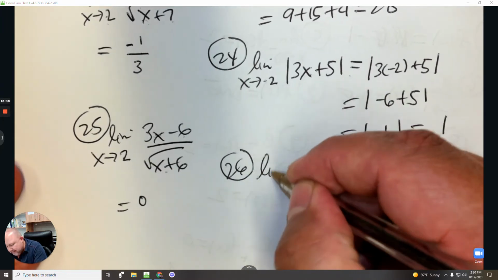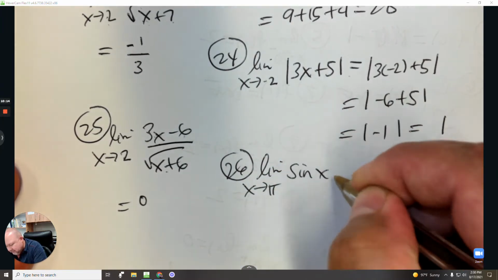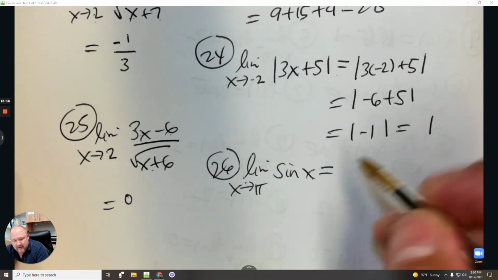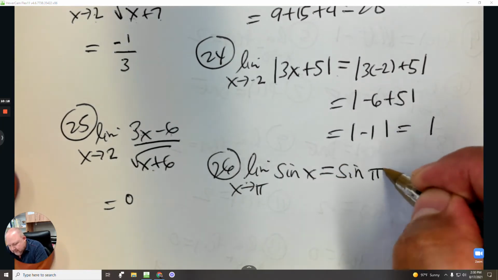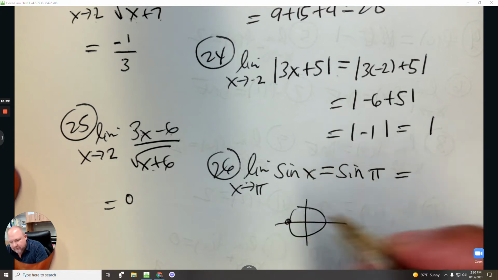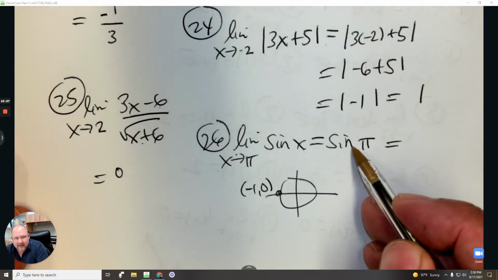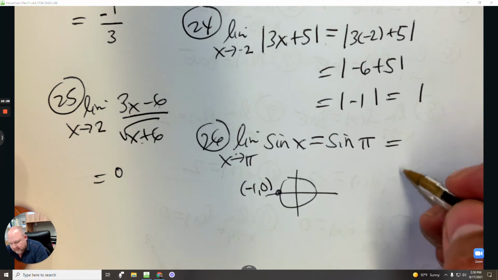the limit as x approaches pi for sine x. So evaluate at pi. Remember your unit circle. Pi is on the left side, and the point there is negative 1, 0. Sine is the y-coordinate, so the answer is 0.